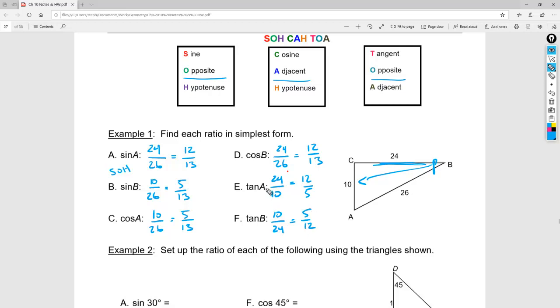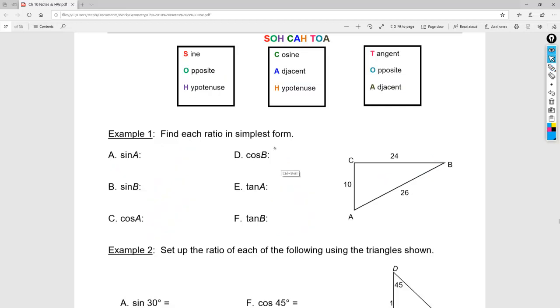So basically remember, with sine and cosine, you're always going to divide by your hypotenuse. So you should have your hypotenuse as your denominator for sine and cosine always. For tangent, it's the only one where we're not using our hypotenuse. So you should not have your hypotenuse in your answer for tangent. Alright, moving on.